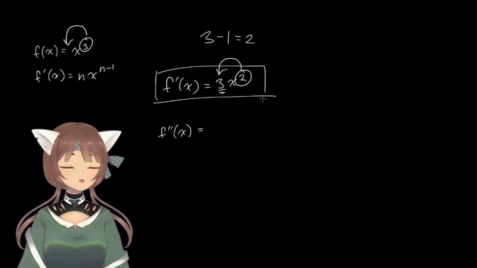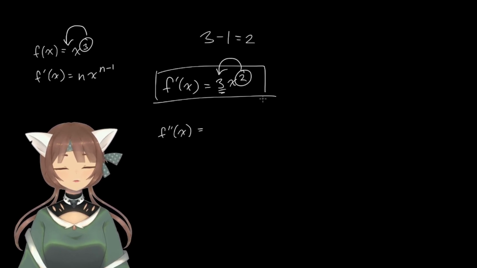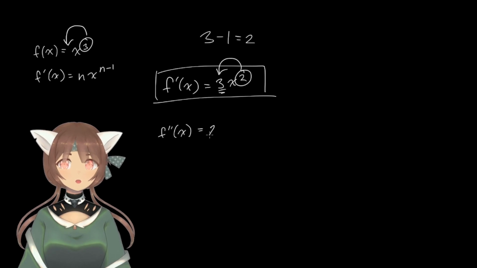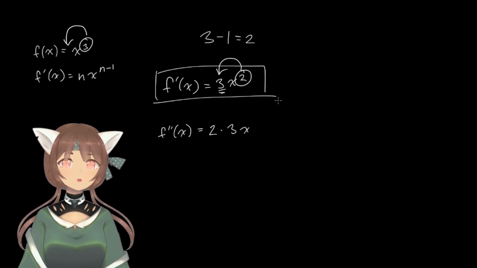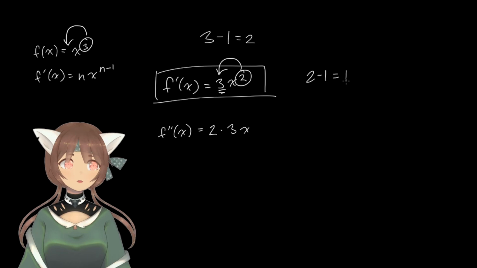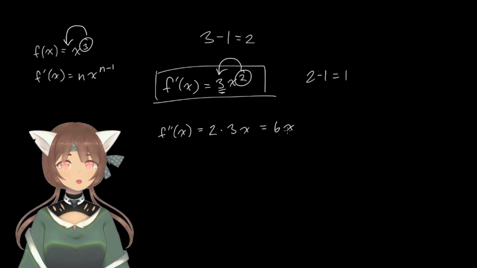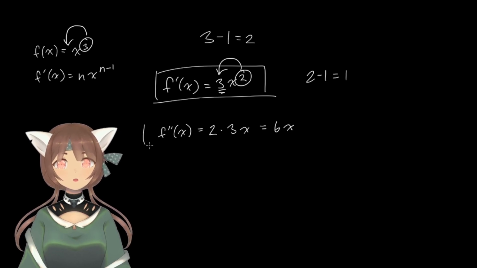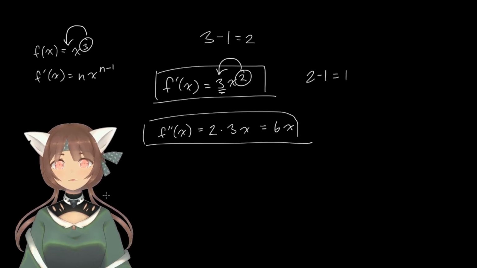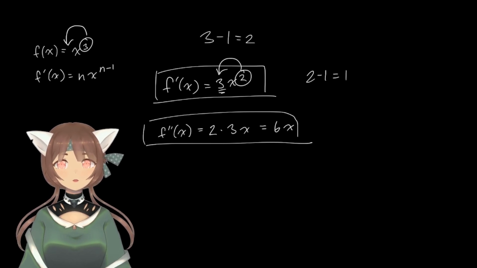That's our coefficient, so we're just going to multiply the 2 to the coefficient. So that'll be 2 times 3x, and then 2 minus 1 equals 1, of course. So we don't have to write anything there. 2 times 3x is going to equal 6x, and that is our answer. Okay, that was pretty simple.